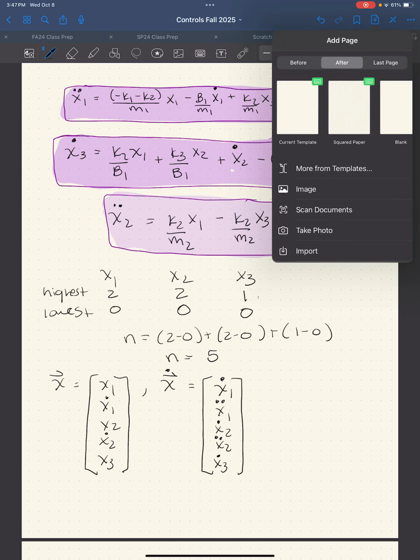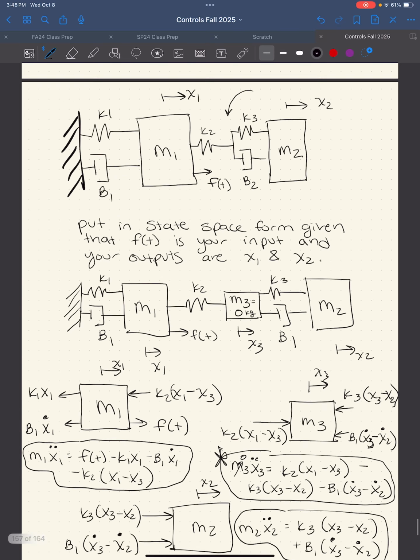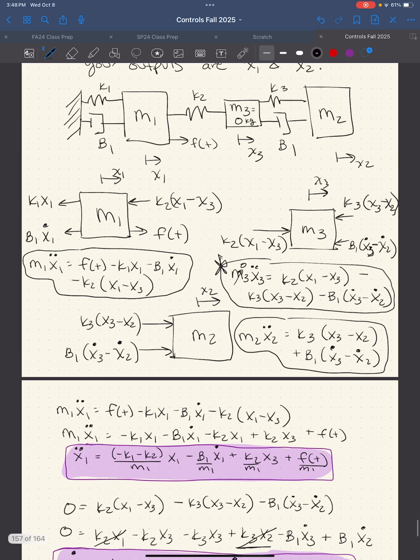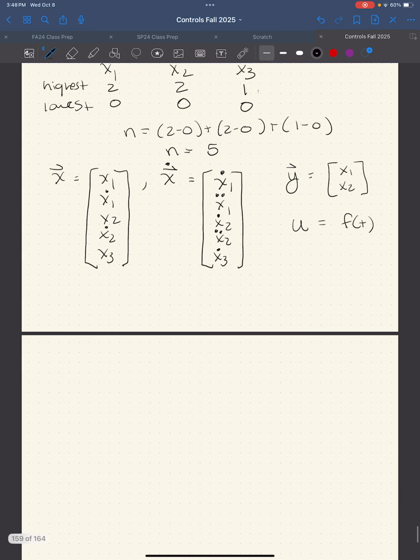Okay, so that's x and x dot. Y, we know from the problem statement, let's go back up, said the output is x1 and x2, and the input is f of t. So this is x1, x2, input is just f of t. So it's a scalar. Same thing as last time, I'm going to put this in my skeleton form here. x dot equals A times x plus B times u.